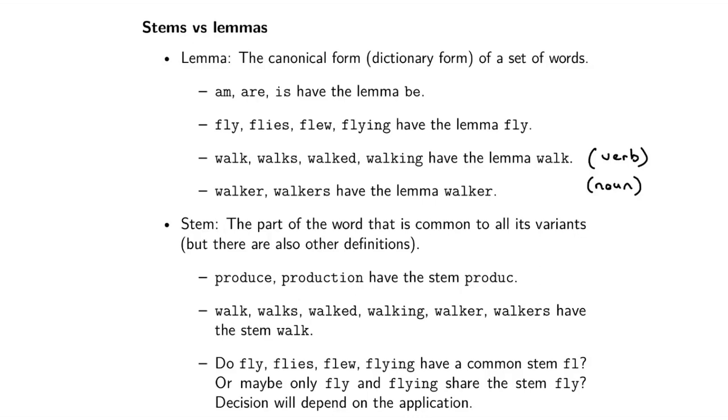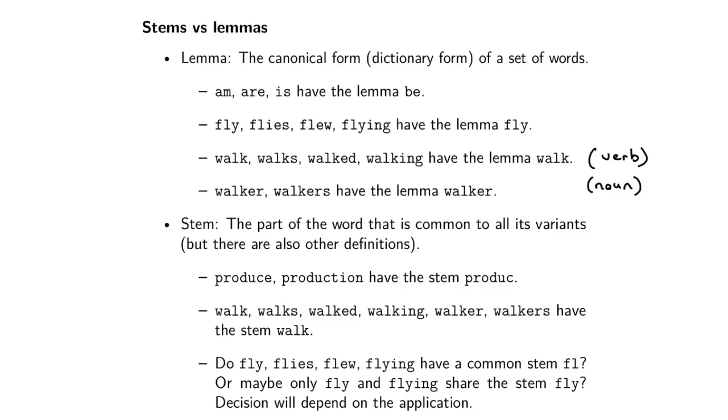But it's not always so clear what a stem is. Do fly, flies, flew, flying have a common stem, flew? Or maybe only fly and flying share the same stem, fly? And again, your decisions will depend on the specific downstream application of what you're going to do. And I should say, even these definitions that I've given here about exactly what a lemma is and what a stem is are open for argument. People that write dictionaries can really argue about this and have very nice entertaining fights about this.